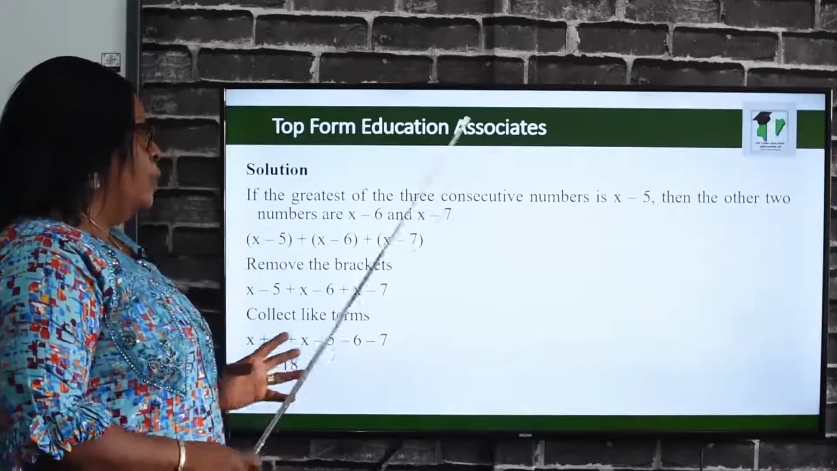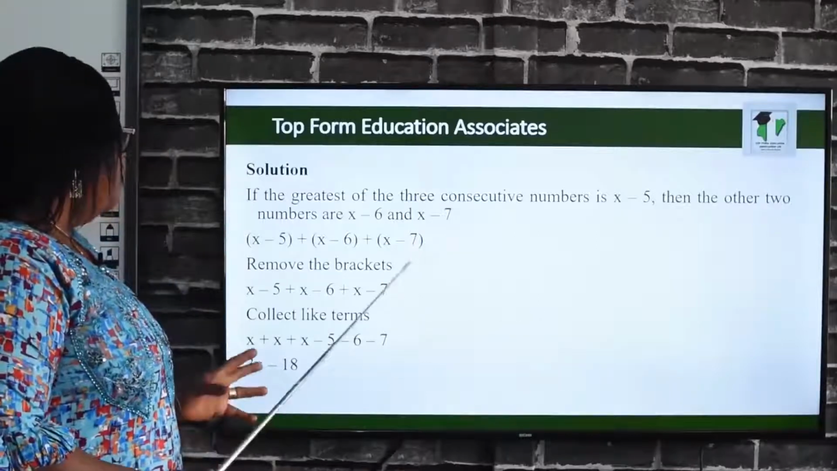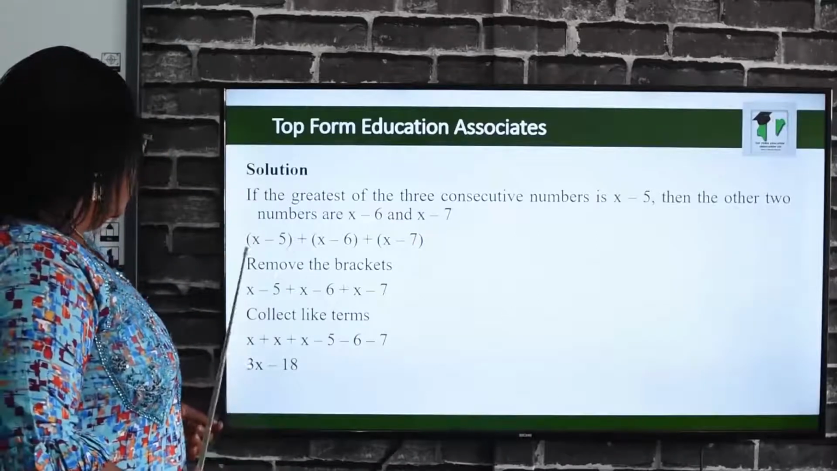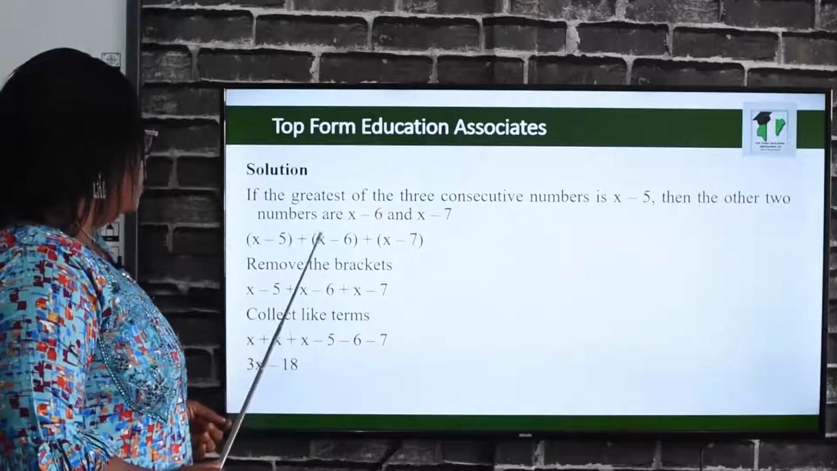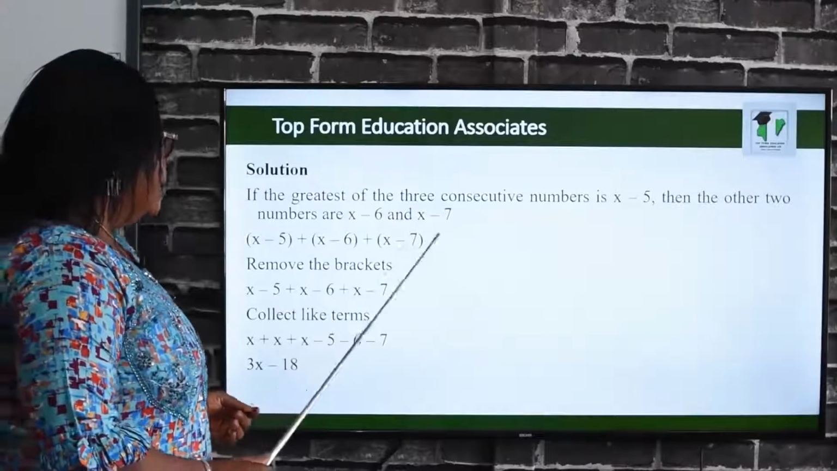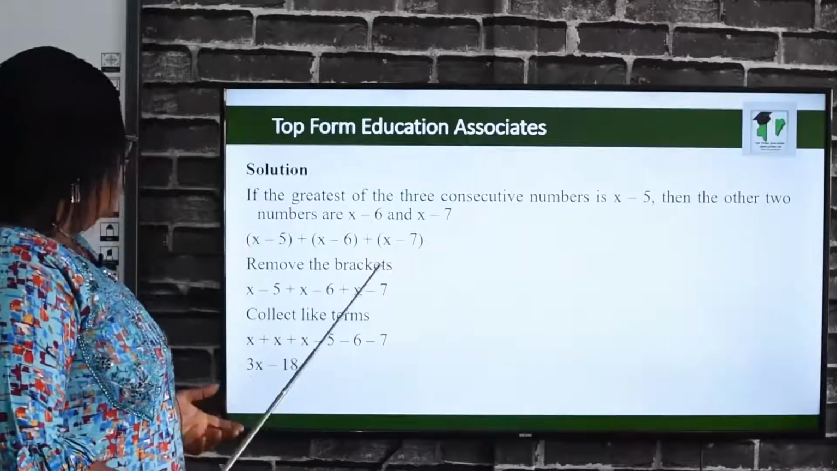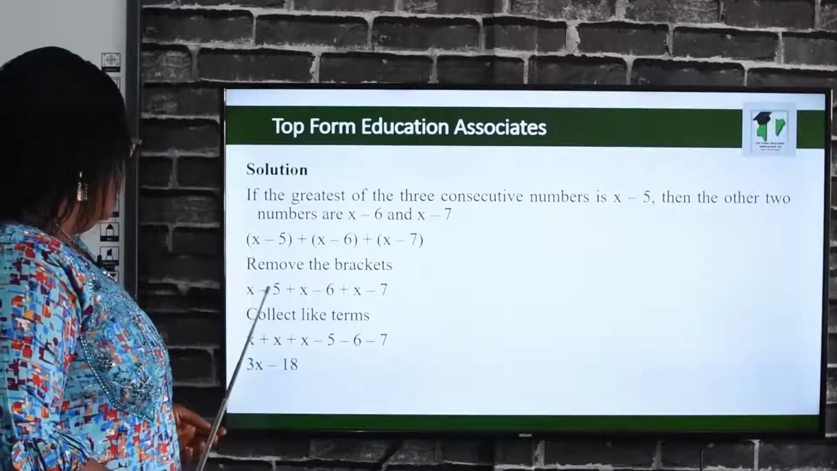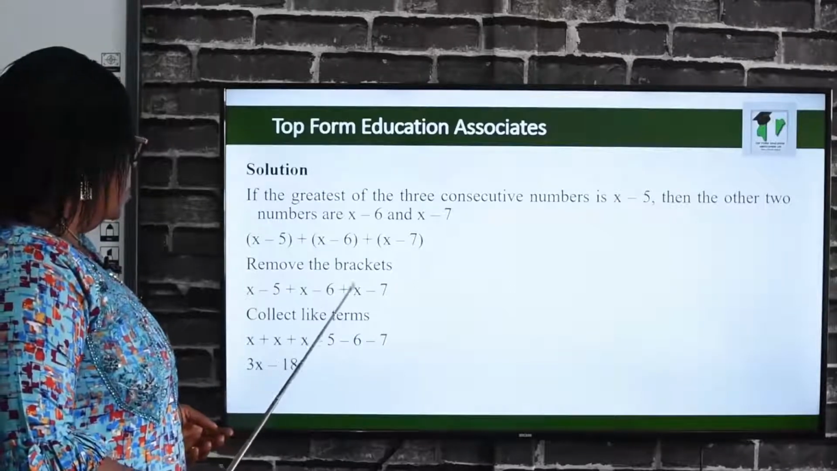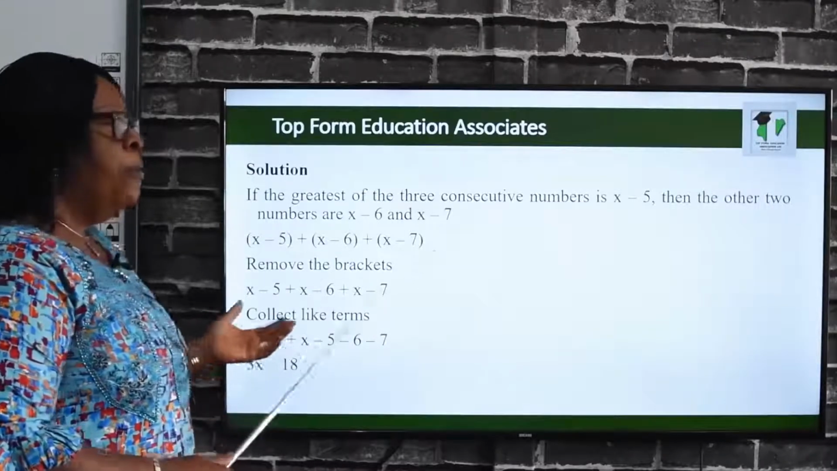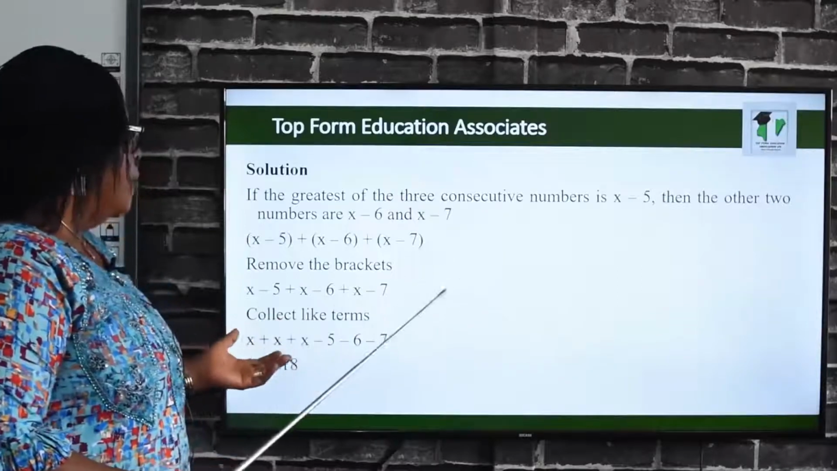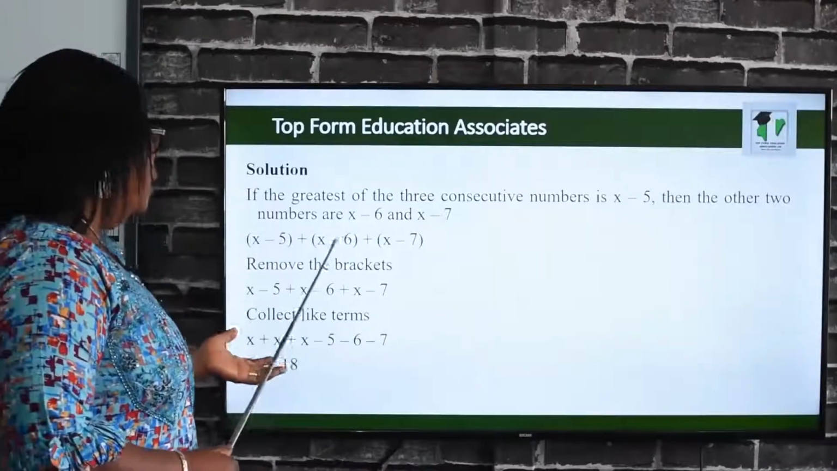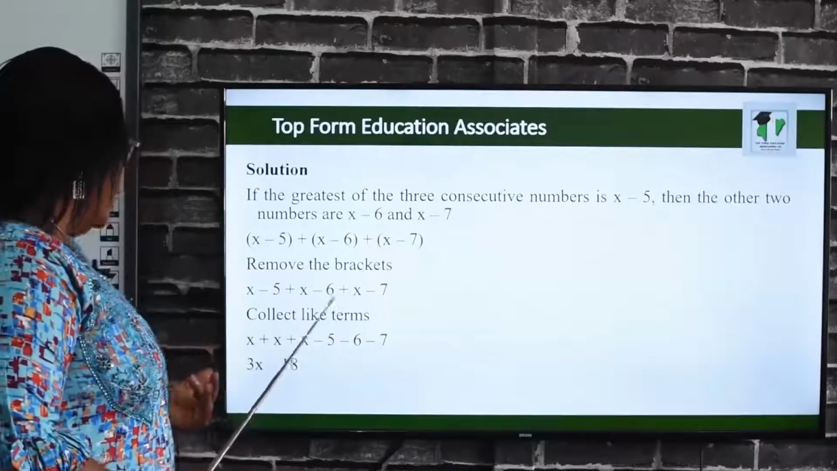I have taken time to explain this. So it says find the sum. The sum will be x minus 5 plus x minus 6 plus x minus 7. We remove brackets. We will have x minus 5 plus x minus 6 plus x minus 7. They are all plus in front of the bracket, so it has no effect on the signs inside the bracket.